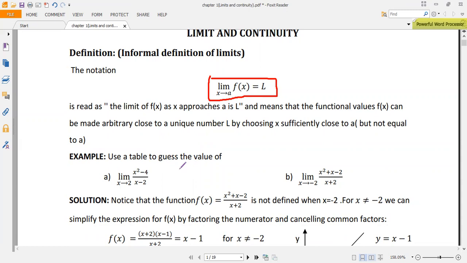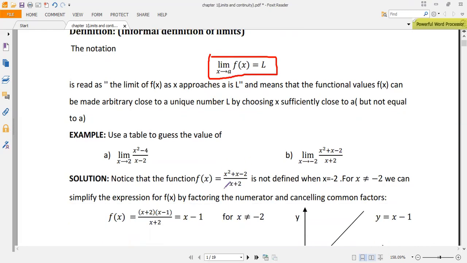and we can form a table to guess the limits of the function as it approaches the number. So a is the limit as x approaches 2 of (x squared minus 4) over (x minus 2), and b is the limit as x approaches minus 2 of (x squared plus x minus 2) over (x plus 2). So clearly, let's see this example.